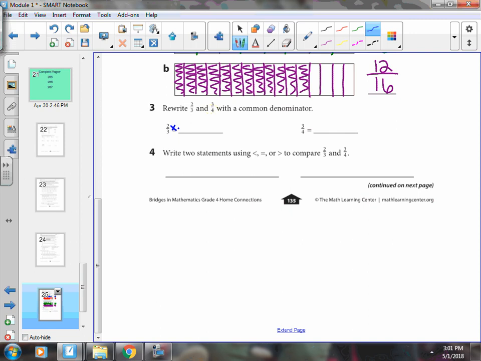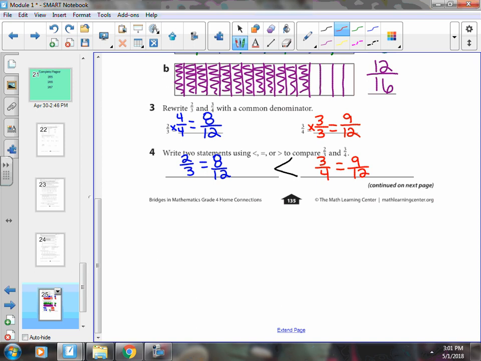If I multiply the bottom by 4 in order to make 12, I got to multiply the top by 4. 2/3 is the same thing as 8/12. And if I multiply the bottom by 3 to make 12, I need to multiply the top by 3. 3/4 is the same as 9/12. So I can compare them. I know that 2/3, which is 8/12, is less than 3/4 or 9/12, right? 9/12 is bigger than 8/12.